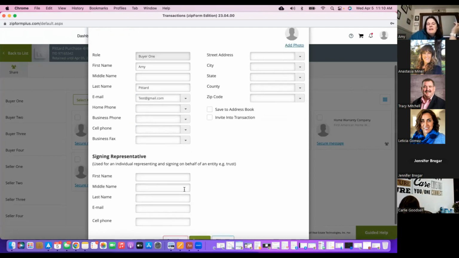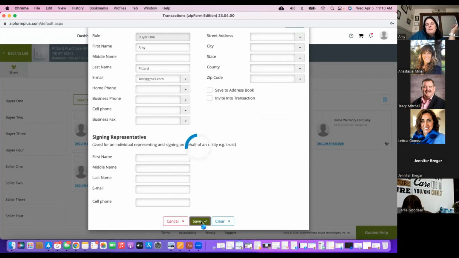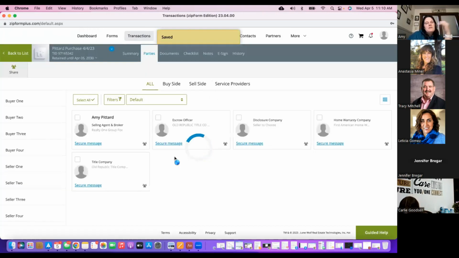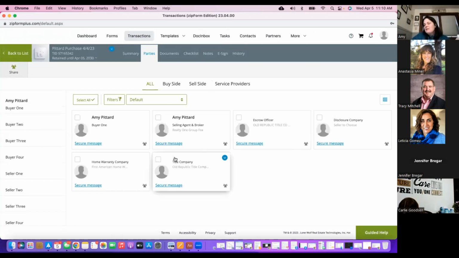Once I have that in there, I'm going to hit save. If you click the little box before save and hit save to address book, it'll save them to your contacts list inside of Zip Forms. So the next time when they decide they're ready to sell this house they're buying, you can just pull it up from your contacts and it'll auto-populate their information into there. You can search through the contacts.